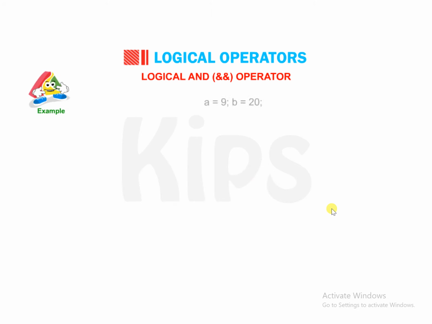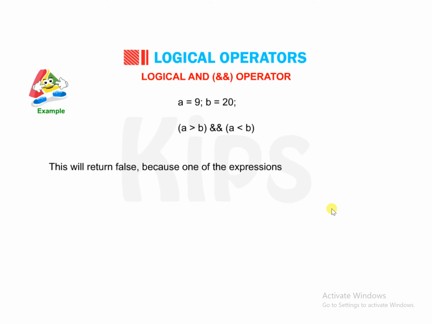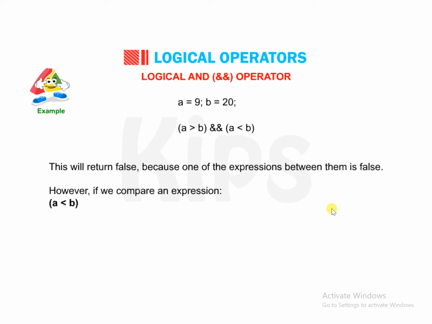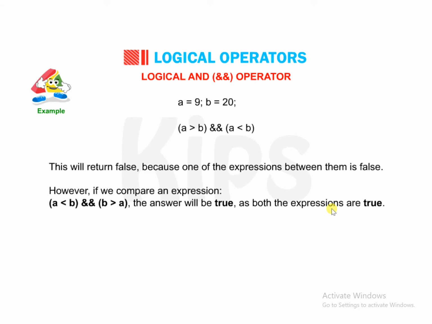For example, a equals 9 semicolon, b equals 20 semicolon. Bracket open a is greater than b bracket close and bracket open a is smaller than b bracket close. This will return false because one of the expressions between them is false. However, if we compare the expression bracket open a is smaller than b bracket close and bracket open b is greater than a bracket close, the answer will be true as both the expressions are true.